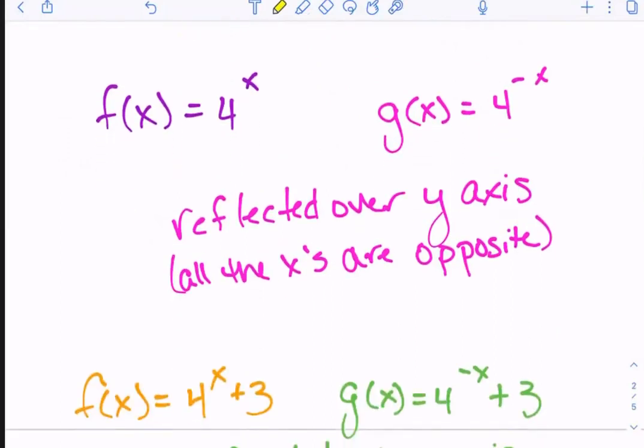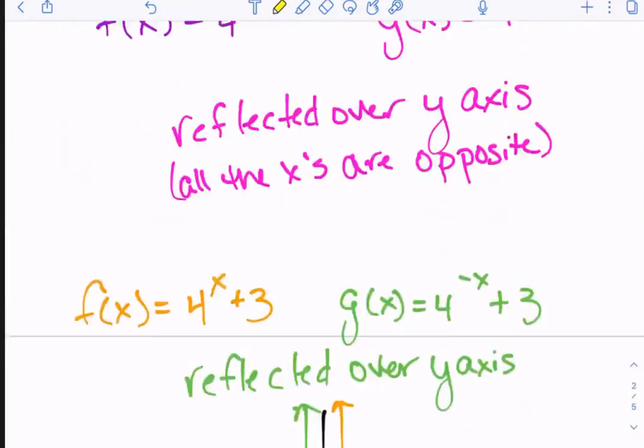F of x equals 4 to the power of x, and f of x equals 4 to the power of negative x. Okay, so the x values are made the opposite. And so if we're changing the x values to opposites, so everything that's positive is negative, negative is positive, that is going to reflect over the y-axis. So it kind of just flips like that.